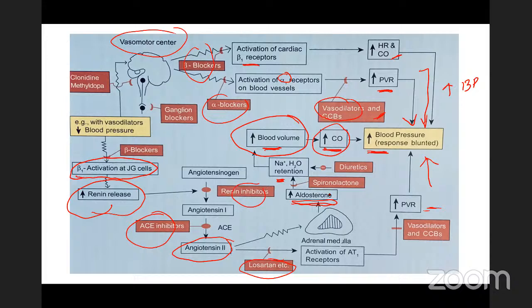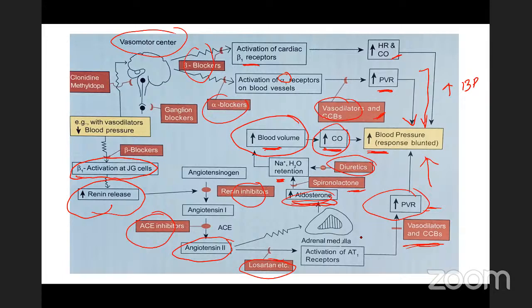If you want to inhibit the aldosterone, you can use the aldosterone receptor antagonist. If you want to reduce the blood volume, you can use the diuretics. If you want to decrease the peripheral vascular resistance, you can use the arterial dilators. So by this mechanism, we can reduce the BP.